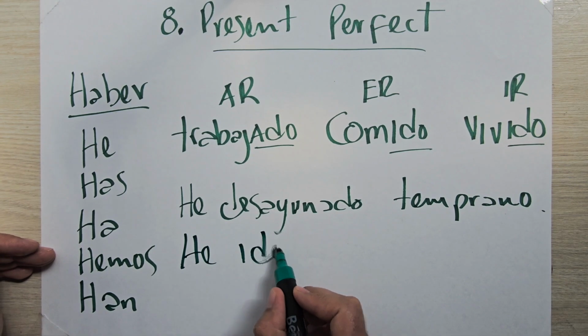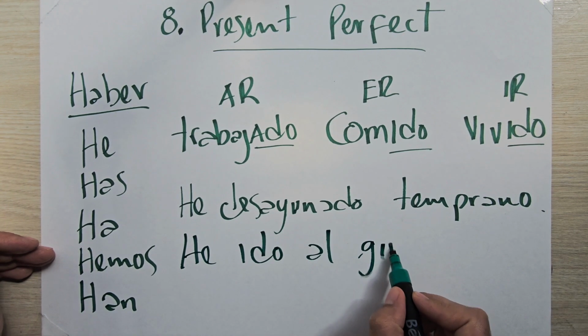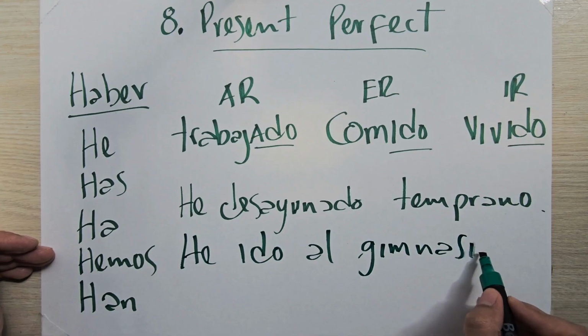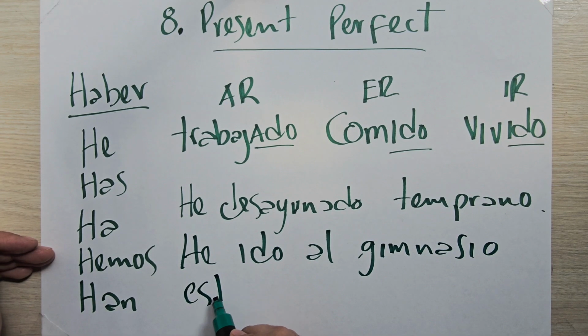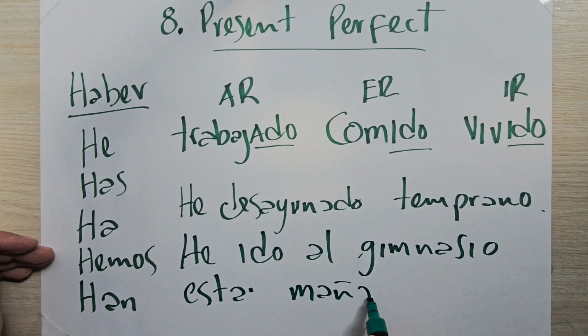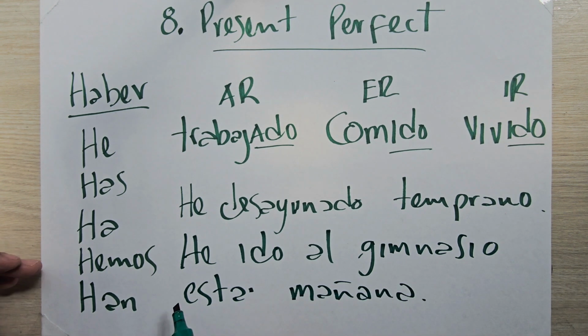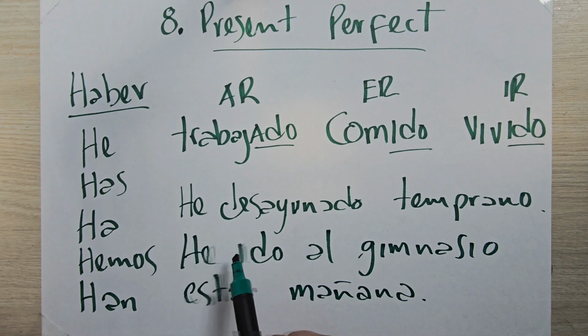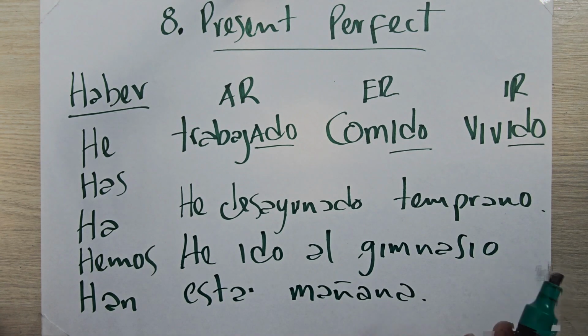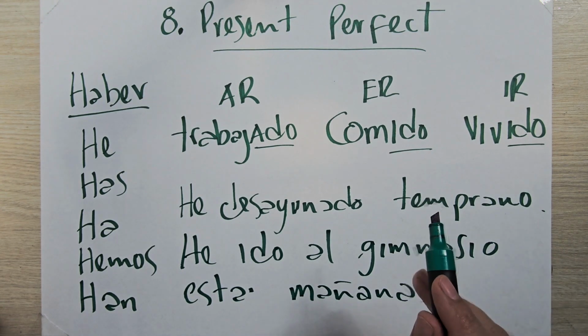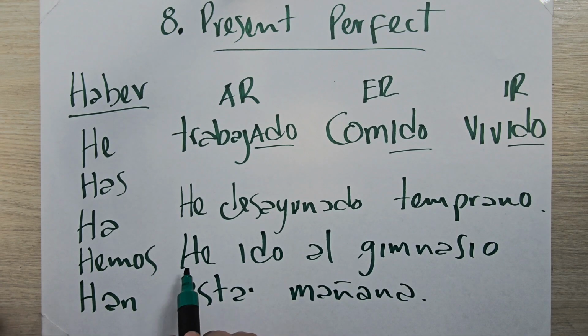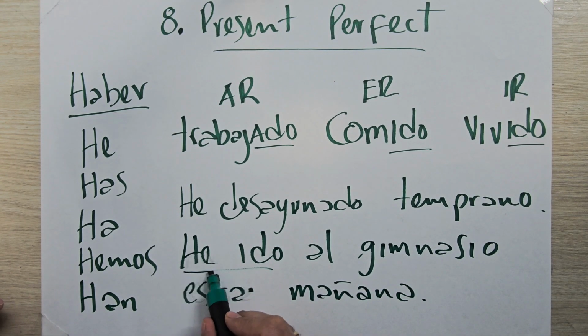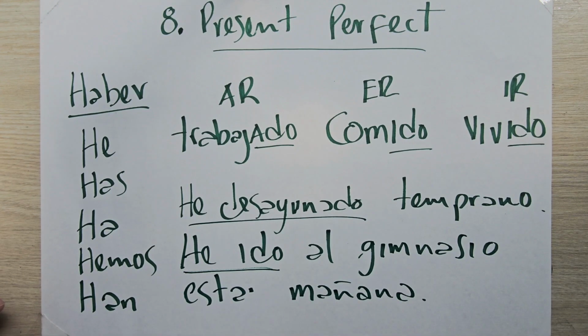He ido al gimnasio esta mañana. Literally, it means I've gone to the gym this morning. But many times, or most of the times, they are going to translate it like I went to the gym this morning. He ido, he desayunado.